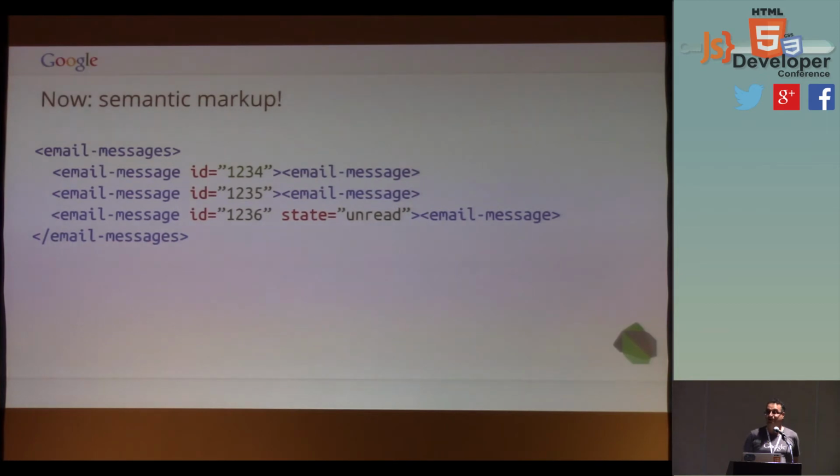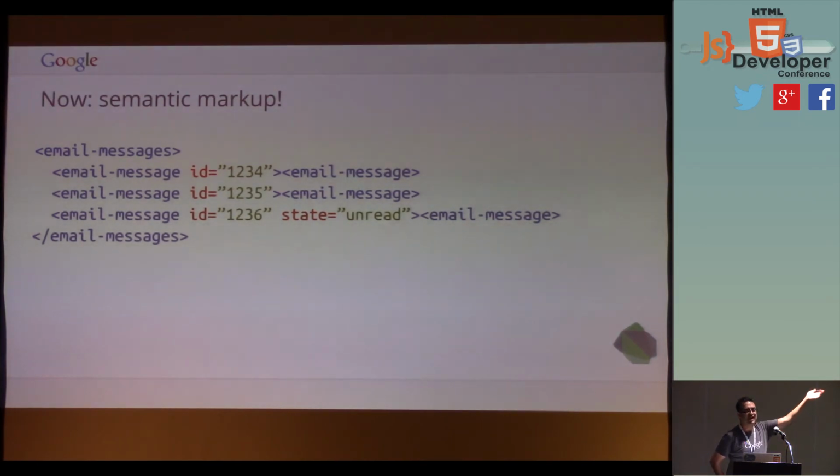You would need to spend a lot of time because Gmail is a pretty rich application. But your markup could look like this. You could have an email messages tag instead of a UL. And you could have an email message tag instead of an LI, for instance. And you could pass attributes to it, IDs of your emails, or the state of the email.